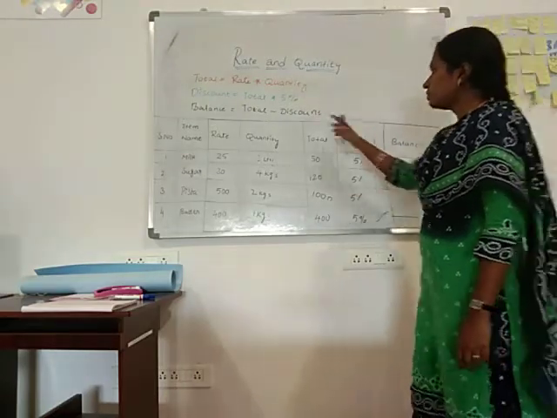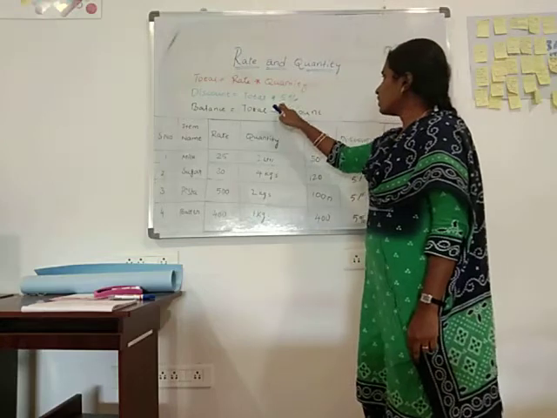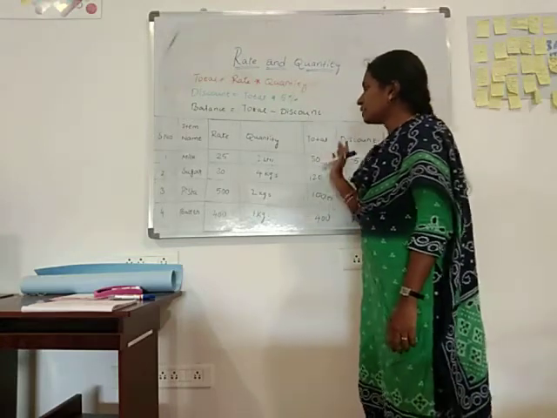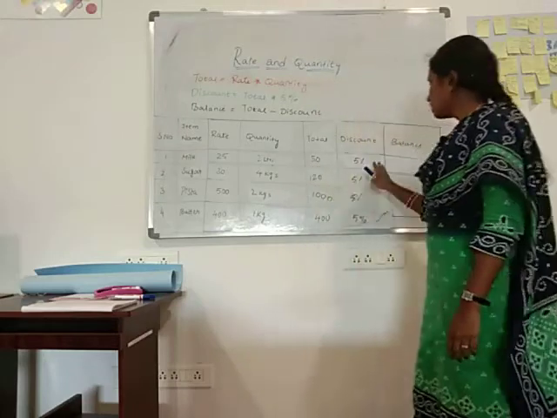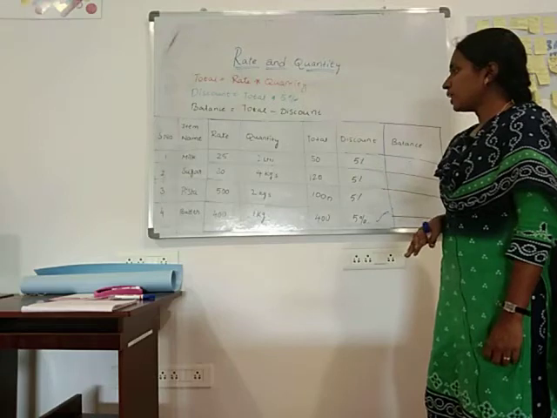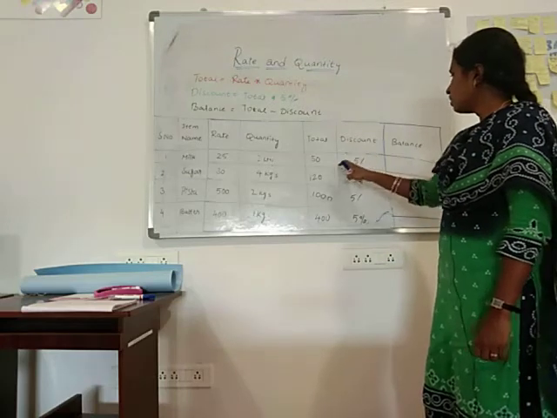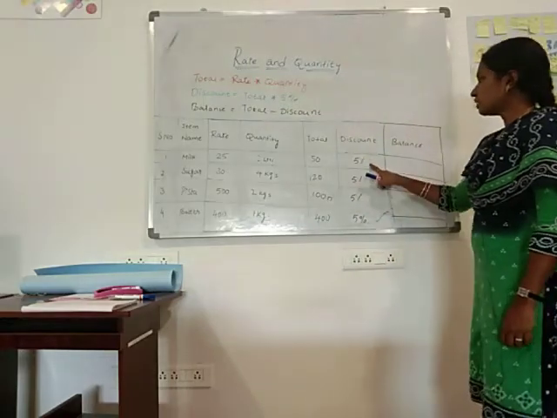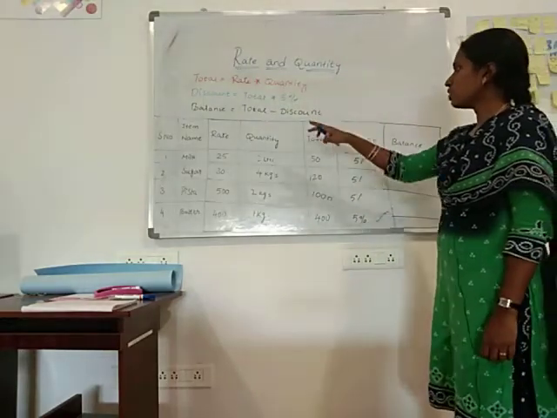And discount is equal to total into 5% discount. For every product we are taking the discount as 5%. The discount will depend upon the product availability and market dependencies. So discount is equal to total into 5% discount, and we will get the discount here.